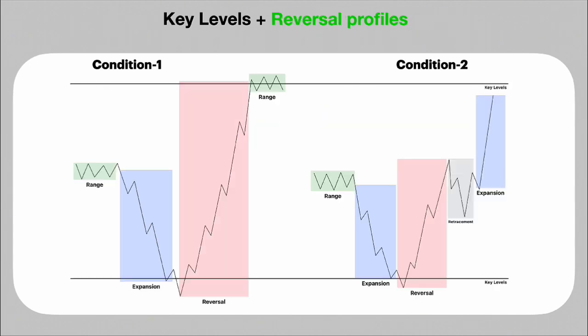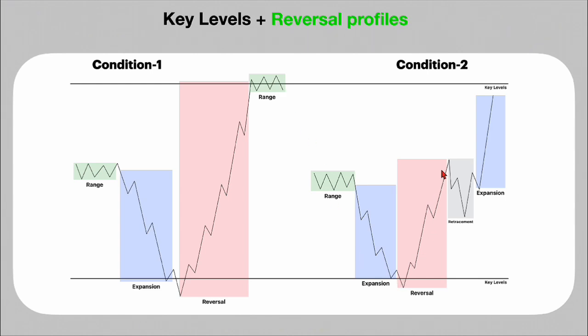Now, let's go over the combination of reversal profiles and key levels. With reversal profiles, we might have two key levels, one above and one below the price. In this first scenario, we were inside a range and had an expansion profile that tested a key level. As a result, we can anticipate a reversal profile to form. Once that reversal ends inside a key level, we then expect a range to form, capping the price movement.